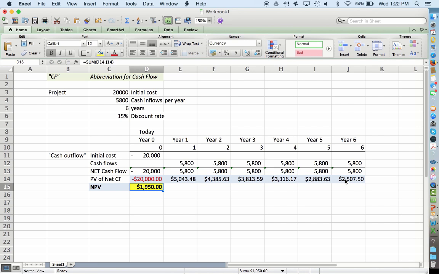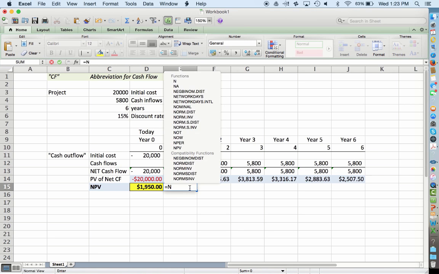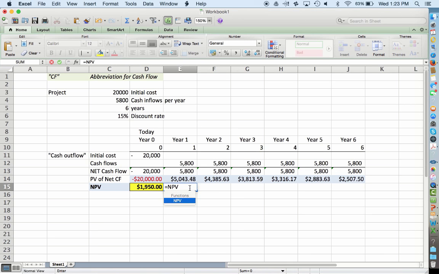Now, for some of you that have played around a little bit in Excel, there's actually a formula, equals NPV. It works. It has a quirk to it, though. So it doesn't work awesome. I don't like the way it works. I personally don't use it. I don't need to use it because I can do what I just did.